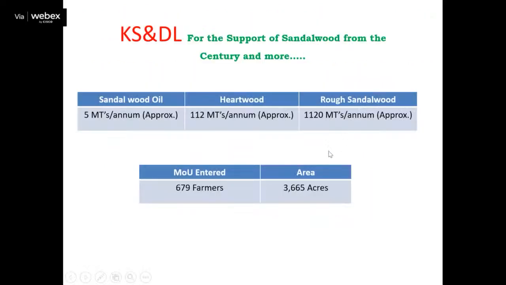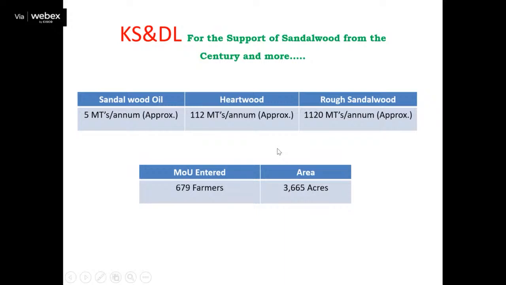And how does KSDL work for farmers and how does it help sandalwood? Actually, KSDL requires around 5 metric tons of sandalwood oil per year for the production of sandal soap and other variants. For this 5 metric tons of sandalwood oil, we require around 112 metric tons of hardwood class of wood.